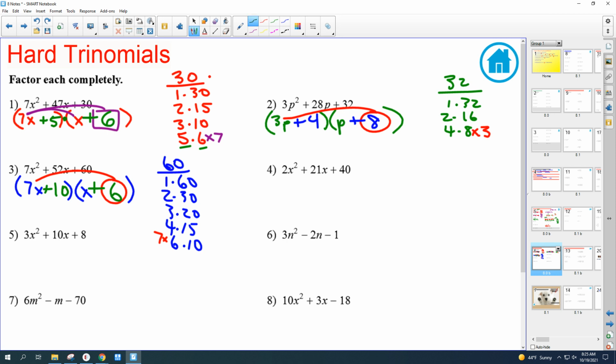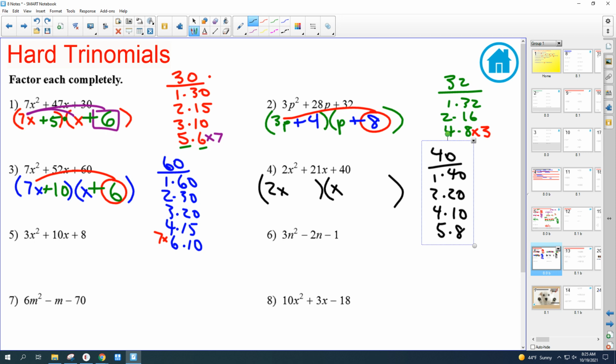Next one. I bet you'll get this one. 2x and x. Need a 40. So 1 and 40, 2 and 20, 3 doesn't work, 4 and 10, 5 and 8, 6 doesn't work, 7 doesn't work, done. One of the numbers has to get multiplied by 2. Two times 20 is 40, plus 2 is 42. Try something else.